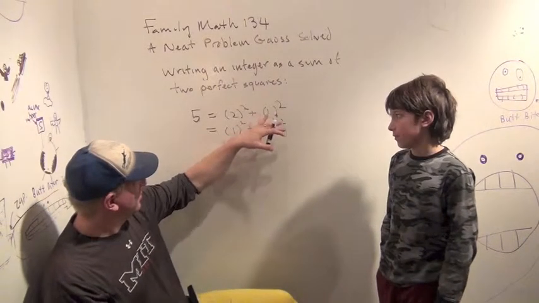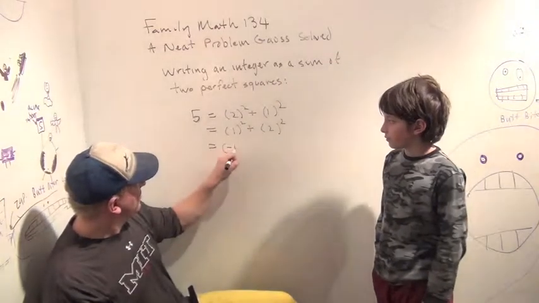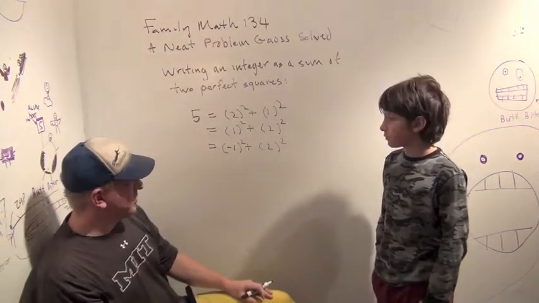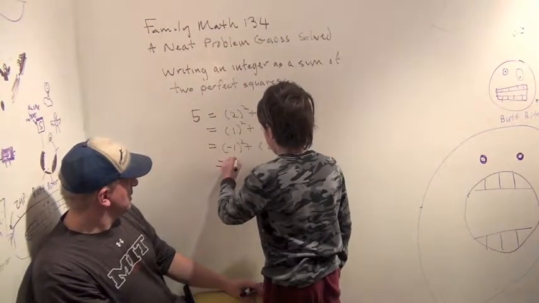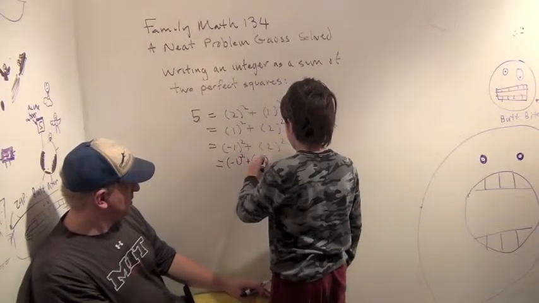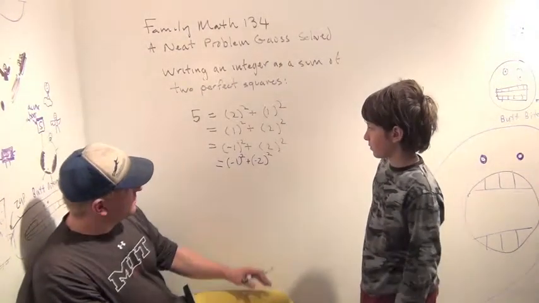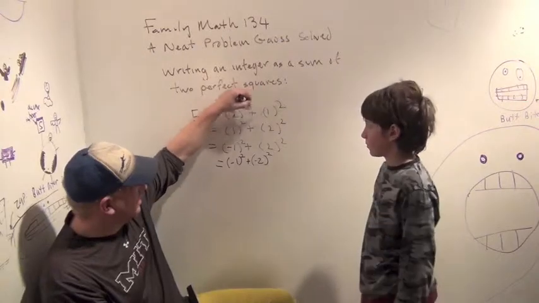Right. So there's one way to write it. There's another way to write it. Here's another way to write it: minus 1 squared plus 2 squared. What's another way? Well, minus 1 squared plus minus 2 squared. Very good. Absolutely. In fact, each 2 and 1 can have a plus and a minus.